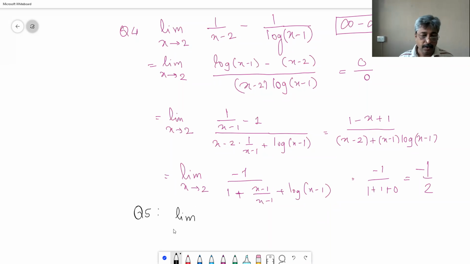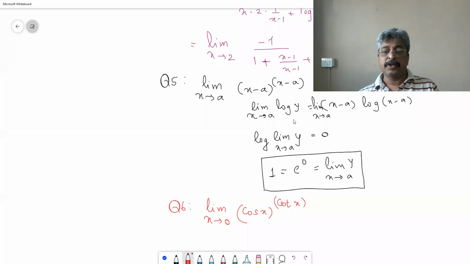Limit x tends to a, x minus a raised to x minus a. So the answer for question 5 is 1, and the procedure is the same. This is something similar to question number 3. Limit x minus a log x minus a as x tends to a, which is 0. So log of limit y is equal to 0. Therefore, e raised to 0 is equal to limit y, which is equal to 1.